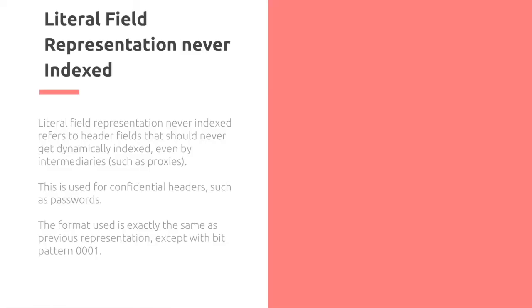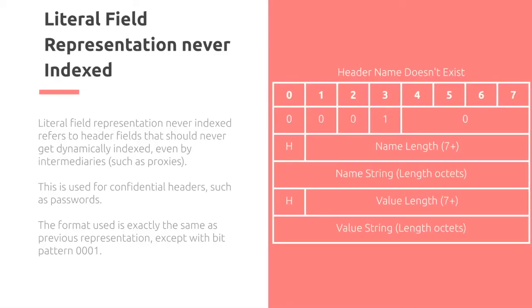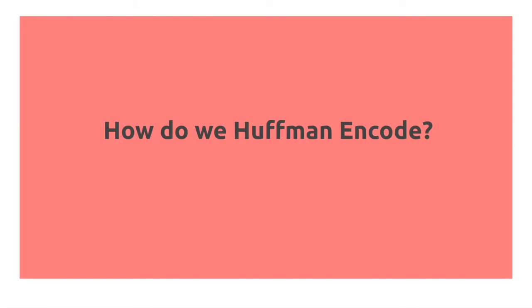The fourth type is literal field representation never indexed. This one is interesting because it sounds very similar to the last one. We don't index or we never index. The difference is that for this one, even for intermediaries, such as a proxy, we never index this into our tables. This is used for confidential headers such as passwords. The format is exactly the same as the previous representation, except with the bit pattern 0001. And then we also have something like this in the case where we have a header that's not already in the table. We need to supply the name as well.